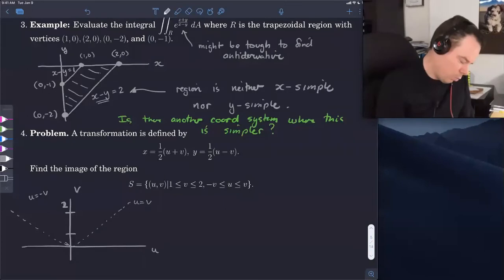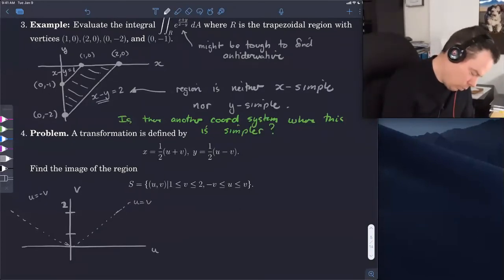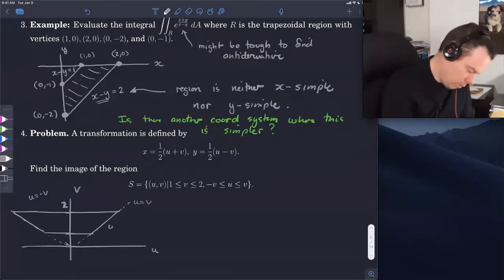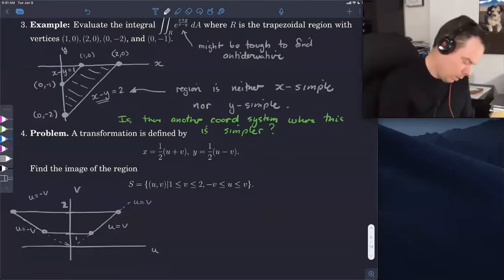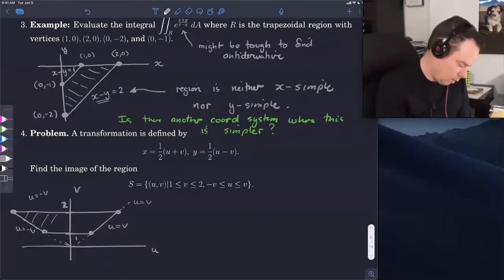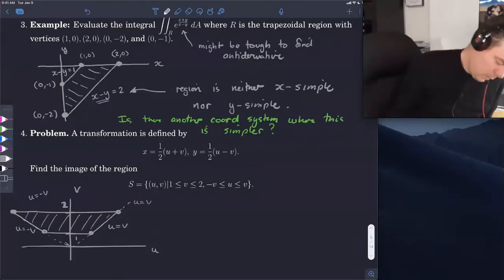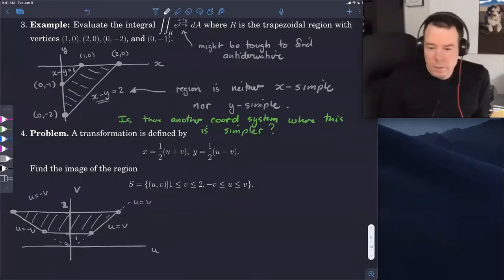And we're interested in the region that's between these two and between these values for v. So we've got our u equals v, our u equals negative v, and our v equals 1 up to v equals 2. So this is our region, S. Very nice, in this case a horizontally simple region, or a u simple region.